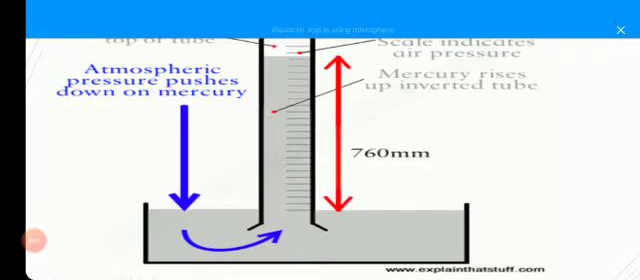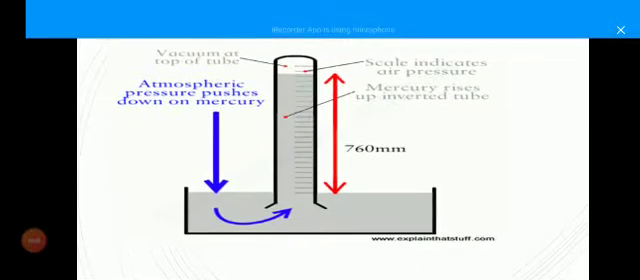Atmospheric pressure pushes down on mercury. Look at the blue writing. Atmospheric pressure pushes down on mercury, and this small space comes here. The scale indicates air pressure. Mercury rises up the inverted tube.